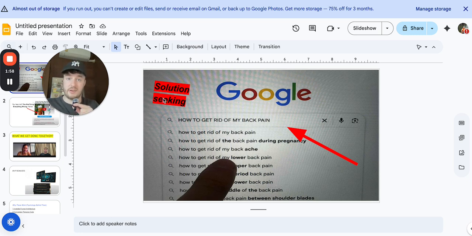So we need to put them into the problem state with our ad copy and then move them into the solution state. And the job of the VSL, or the video sales letter on the ClickBank page before the checkout, is to sell them. So your job as an affiliate is not to sell, it's to pre-sell. Very important information here. Write it down.